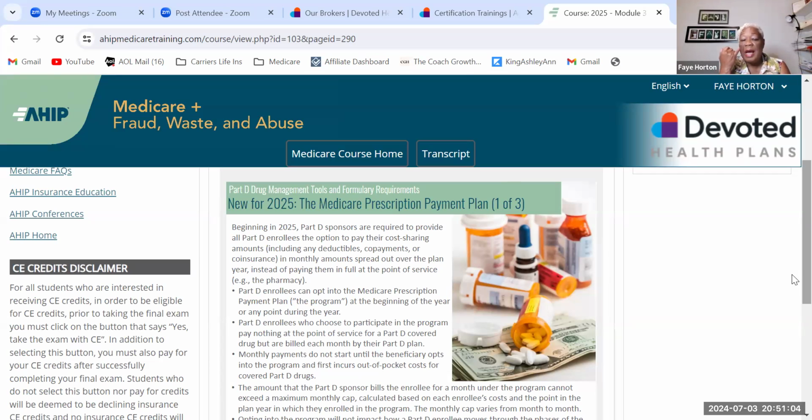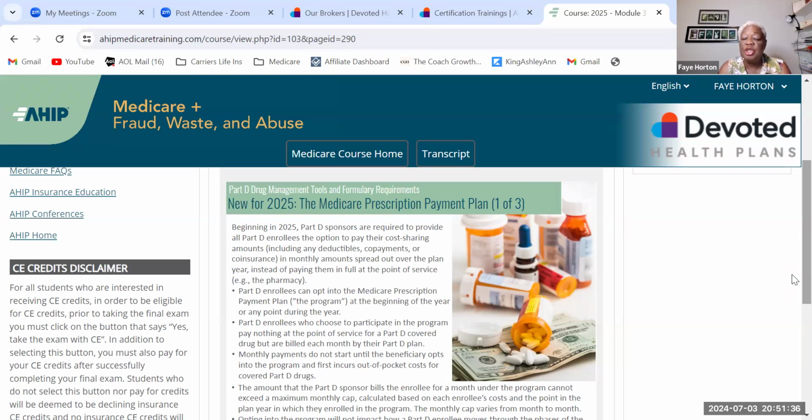Part D enrollees can opt into the Medicare Prescription Payment Plan, called the program, at the beginning of the year or at any point during the year. Part D enrollees who choose to participate in the program pay nothing at the point of service for a Part D covered drug, but are billed monthly by their Part D plan.